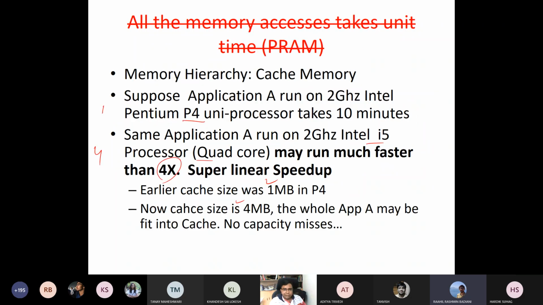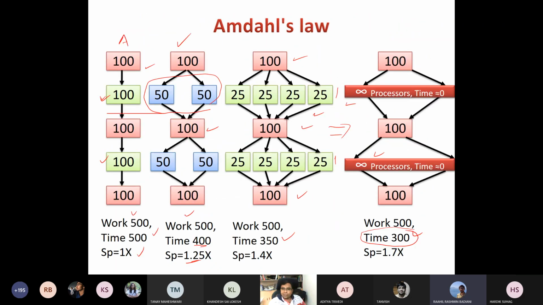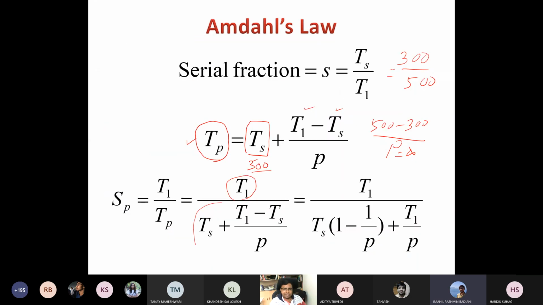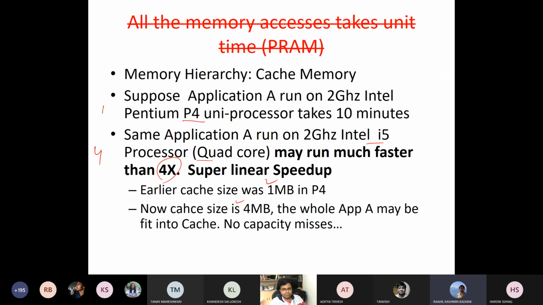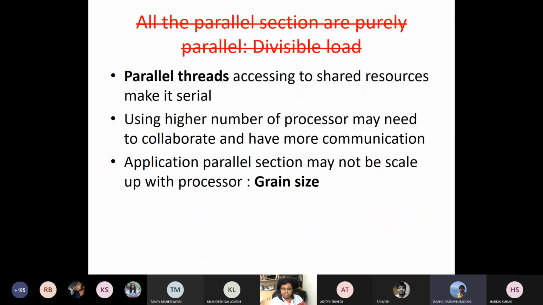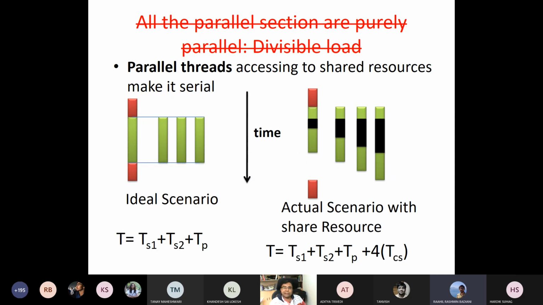In the earlier case, we simply put in an infinite number of processors. But in parallel sections, threads try to collaborate and access shared resources. That means the critical section problem arises only in the parallel part, not in the serial part. Whenever you increase the number of processors, the per-processor work may become very, very small, and it may create more overhead.